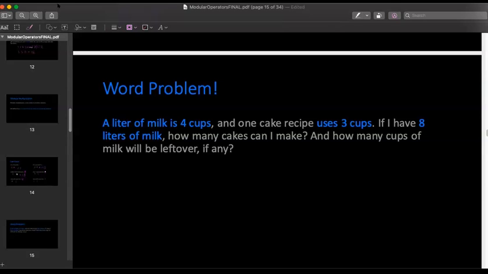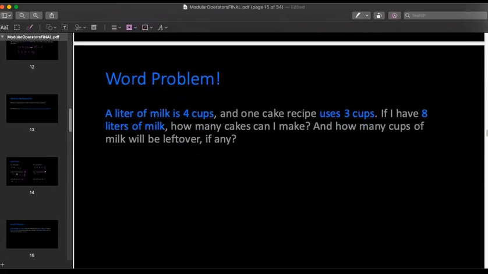Let's see, I'm getting stuff in the chat. So I'm seeing 32 cups of milk in total. That's right, because we have 8 liters, and each one of those is 4 cups. Yeah. So let's see, anyone want to get on the mic and help me work this out? See, Brandon's raised his hand. Go ahead.